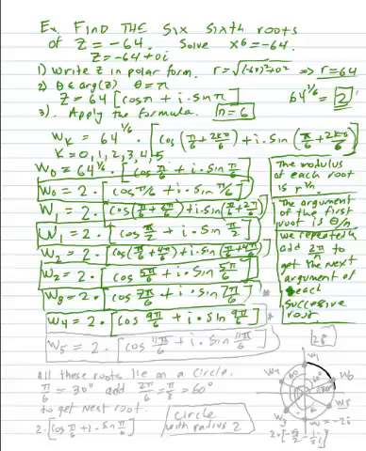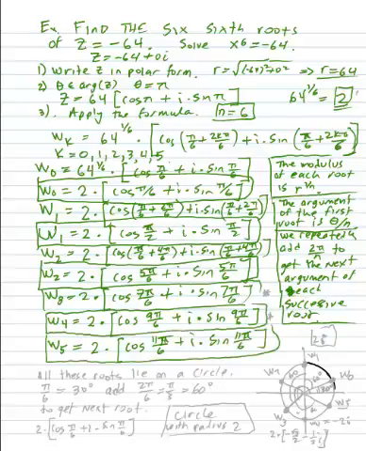And the last root, w sub 5: now k is incremented to 5, so 2k pi is 2 times 5 times pi, or 10 pi. So we have pi over 6 plus 10 pi over 6. That will add together to give you 11 pi over 6. So cosine of 11 pi over 6 plus i times the sine of 11 pi over 6.